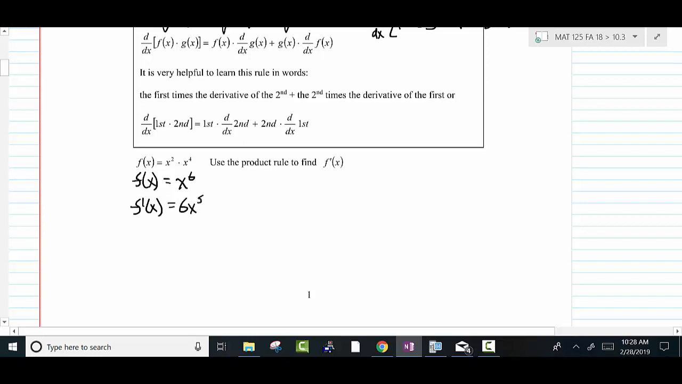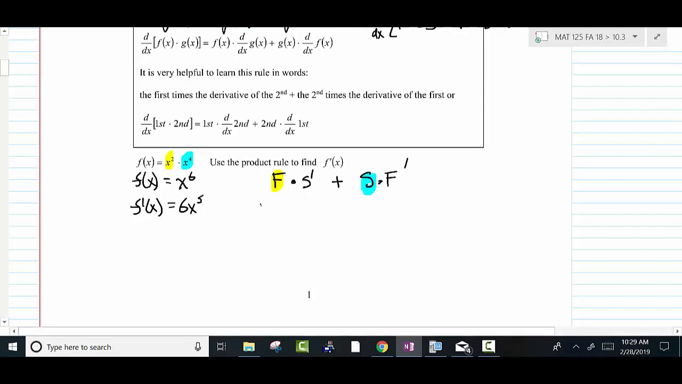What I want to do is show you how the product rule works. So it's a good idea when you're learning this to just write the formula down in symbols like that. That's a good way to learn it. So we're going to take this function and put it together like this. The first is just going to be the x squared. The second function is just going to be the x to the 4th.